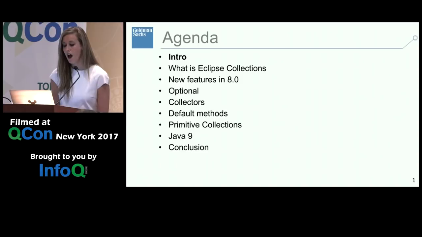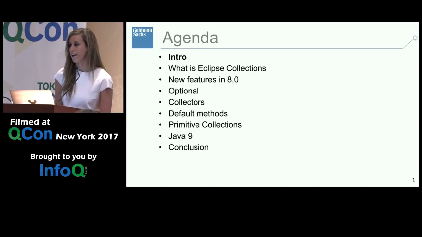So we'll talk about optional collectors, default methods, and then we'll take a look at our primitive collections and how they can work with Java 8. And then we'll take a look forward into what's going on with the pending Java 9 release. And then if we have some time, I have some other stuff we can look at too.